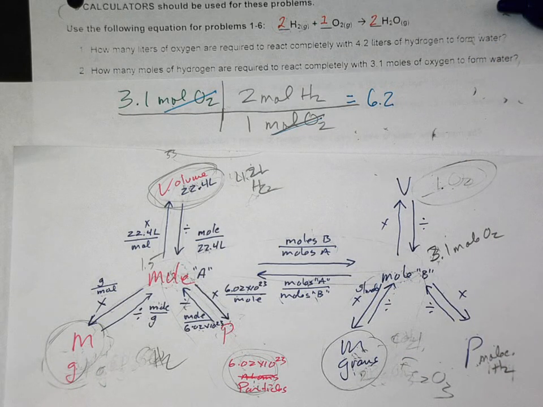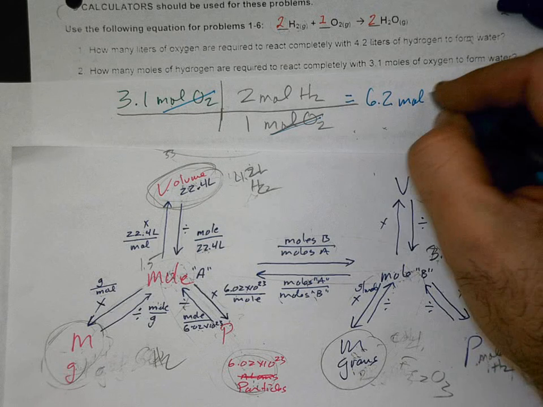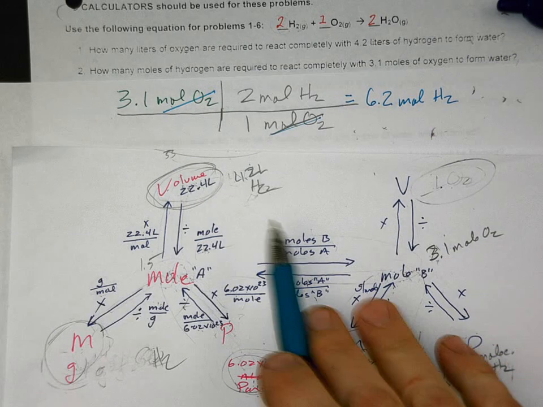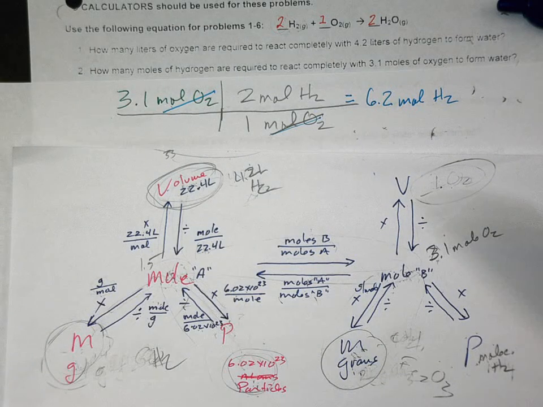Okay, so 6.2 what? Is that the answer? No. What is it? Moles of H2. Did we answer the question? How many moles of hydrogen? Okay, we started here. We should have done it right.